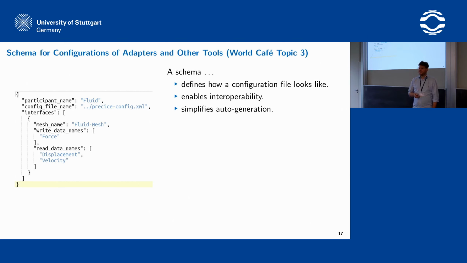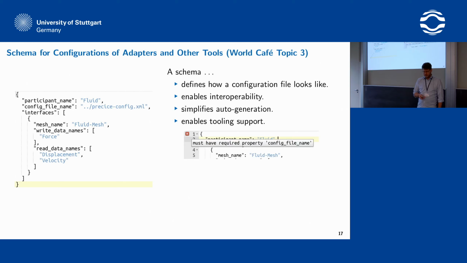It simplifies auto-generation. So we can, in the end, generate such files for you. And it enables tooling support. So just to give you 2 examples. Tooling support could mean that if you have a text-like editor, and you forgot to define the precise config, then the text editor could say, okay, you have an error here, you need to specify the precise config.